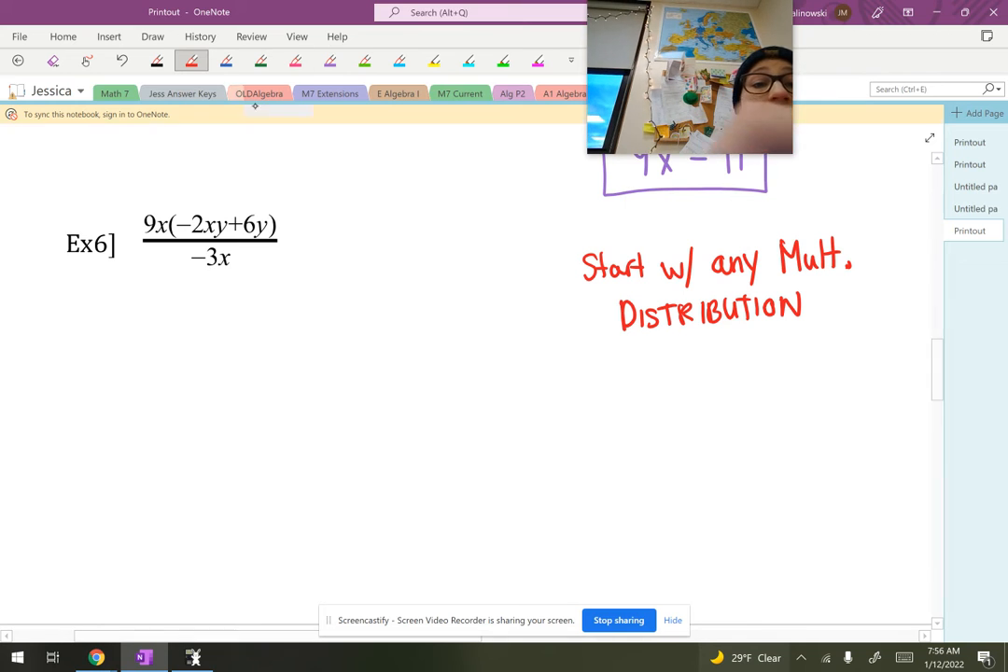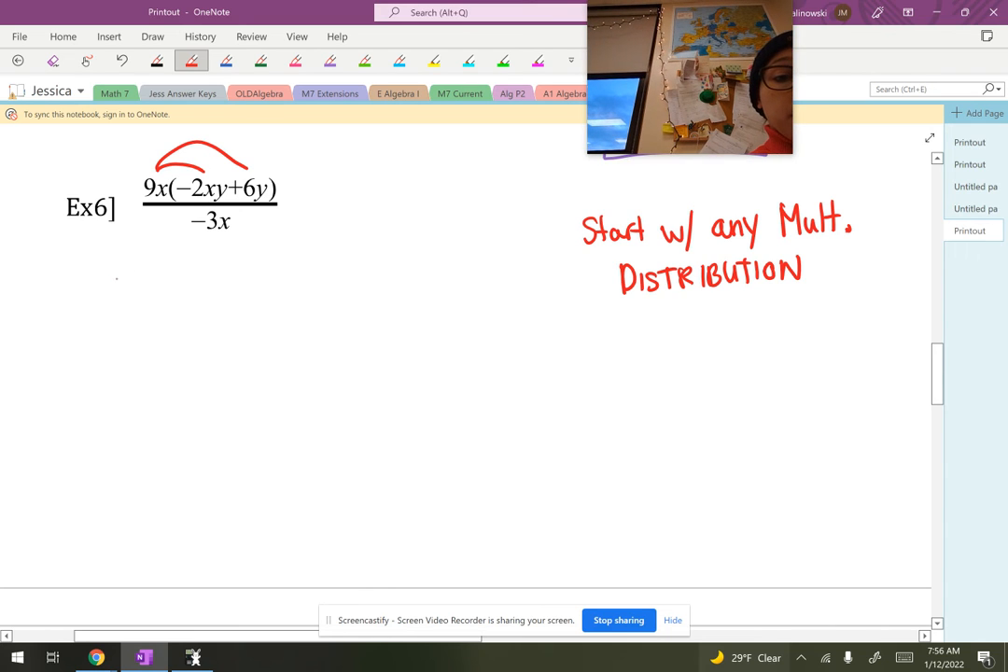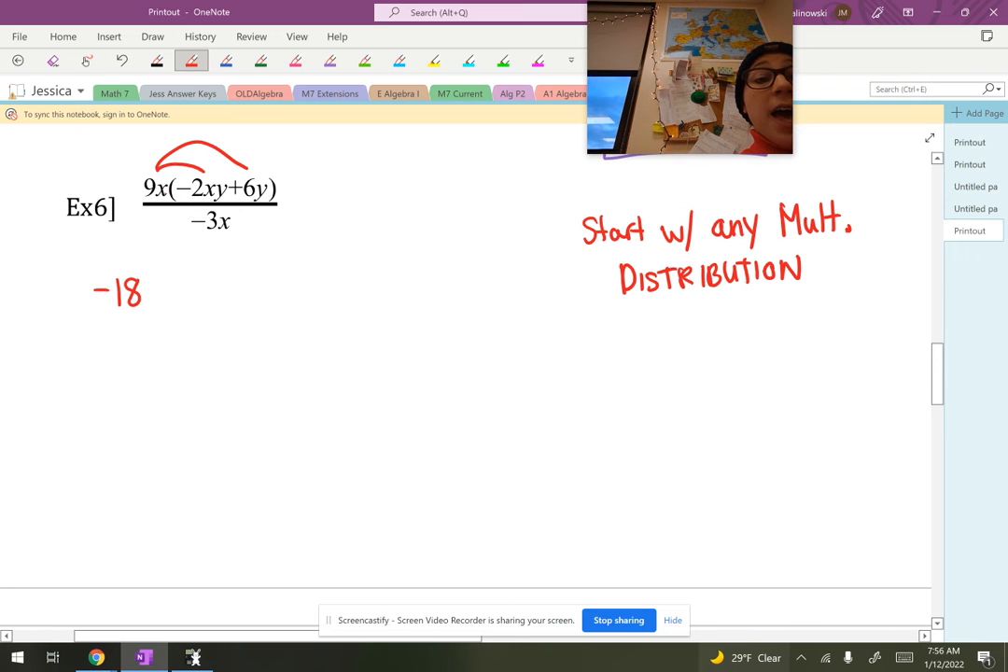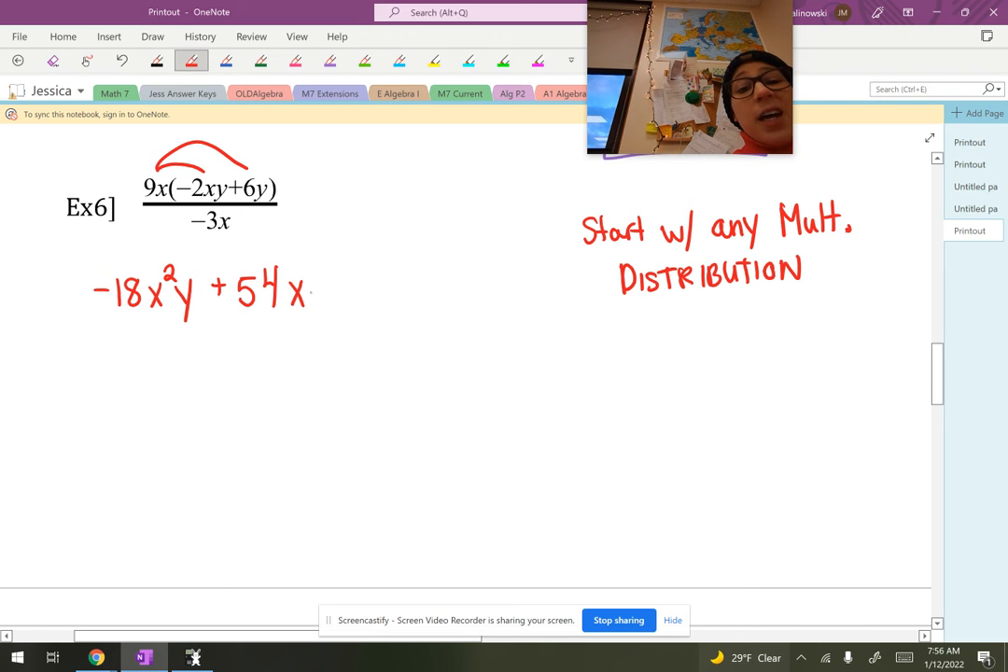So starting off on the top, I'm going to multiply that 9x by both pieces inside of that parenthesis, leaving me with 9 times negative 2 is negative 18. x times x turns into that x squared, and that y is just going to get carried down because there's nothing else to do with it. Now we need to multiply the 9x times that 6y. 9 times 6 is going to give me a positive 54, and x times y is just plain old xy.